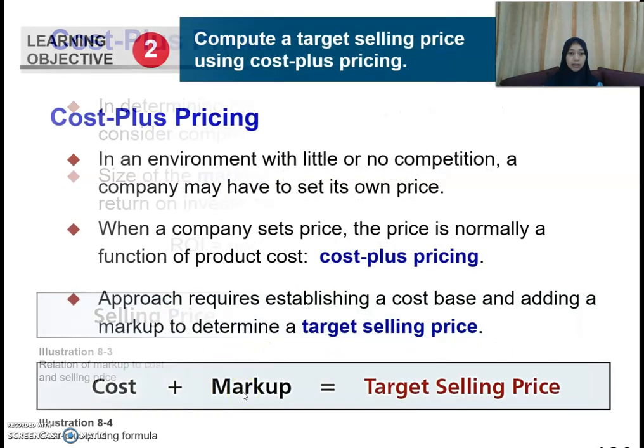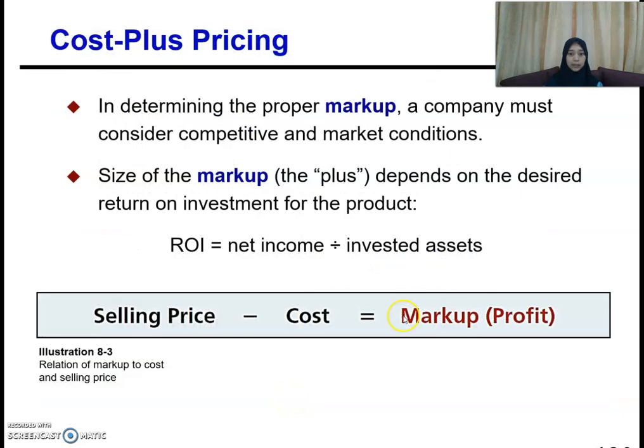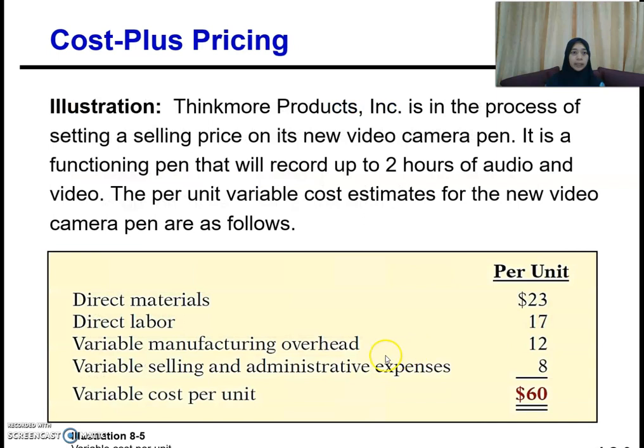So this is just the reverse of this one. So that means selling price minus your markup will give your cost. Markup means the desired profit here just now. Okay. So selling price minus cost gives you your profit. Okay. You can look at this example.